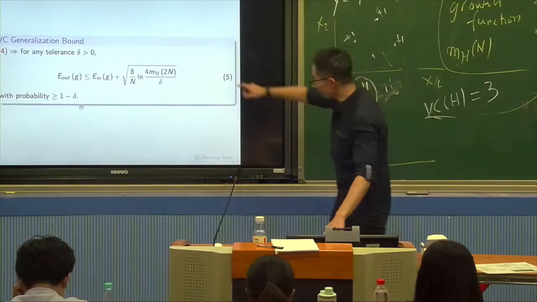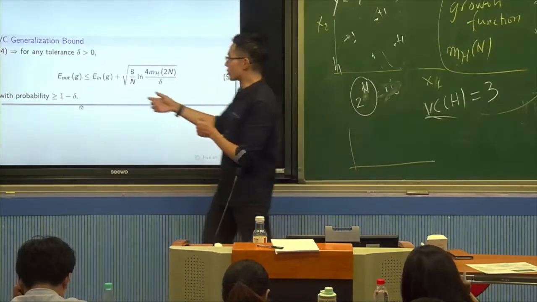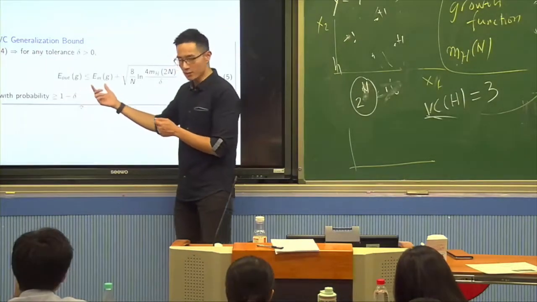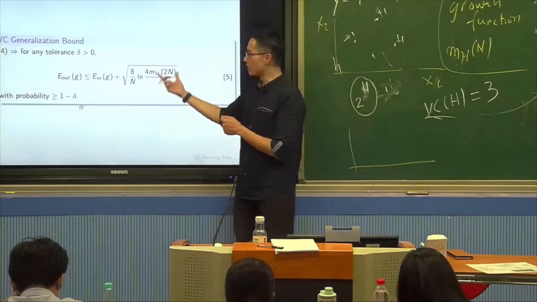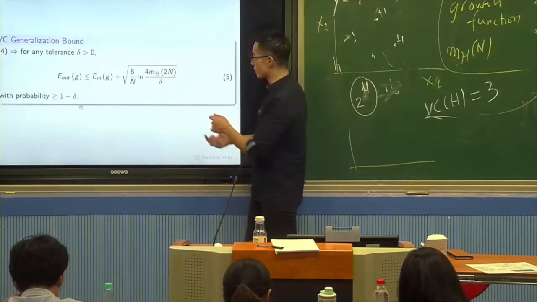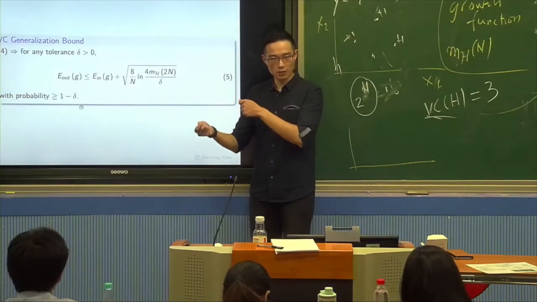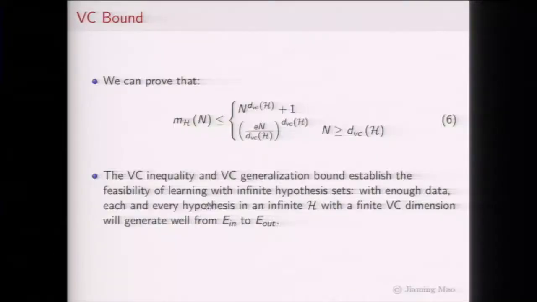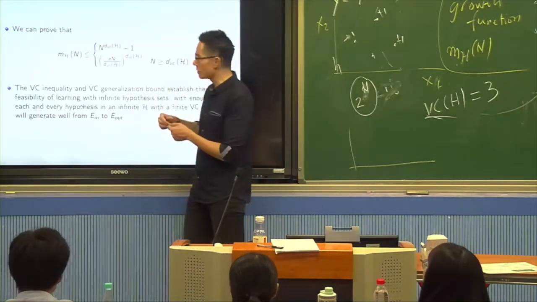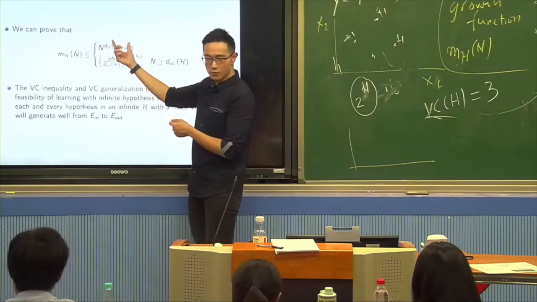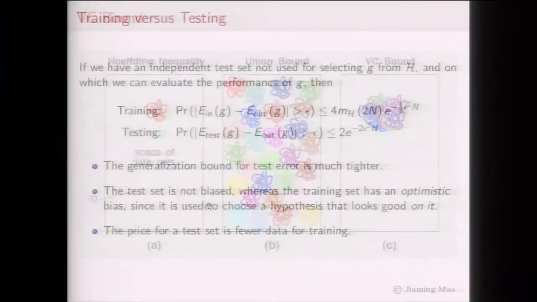Now, the VC inequality, from this equation, we can write it in this equivalent form: with probability at least 1 minus delta, E_out is smaller than E_in plus this generalization bound. This is our new generalization bound. In it, the growth function replaced the original M as a measure of model complexity. Now, it turns out that the growth function has a relationship with the VC dimension. They have this very nice relationship where the growth function is smaller than n to the VC dimension plus 1, which means I can write it this way.